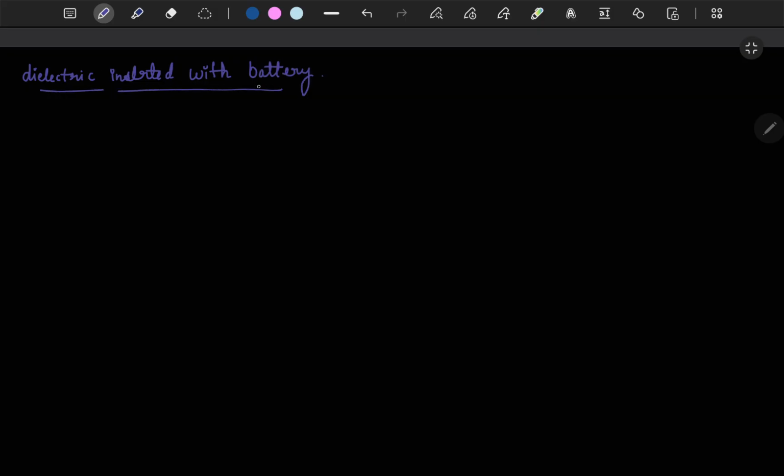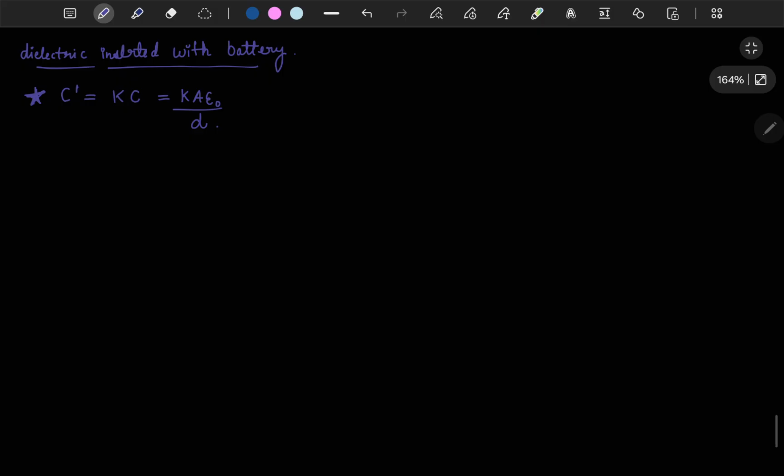Moving ahead, let's talk about another part of it, dielectric constant. Dielectric is inserted with battery. A battery is placed here, so the potential will remain the same. So let's see, capacitance will as usual increase k times. It will be k A epsilon naught by d. So you have to basically remember capacitance always increases by k times in case of battery or in case without battery.